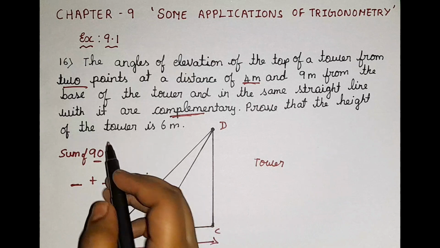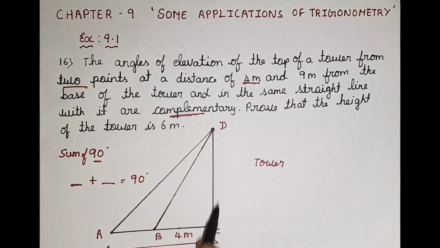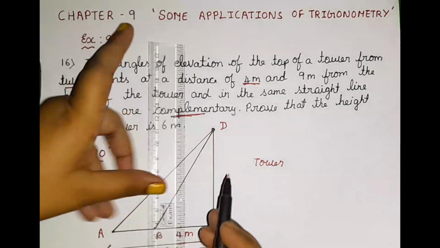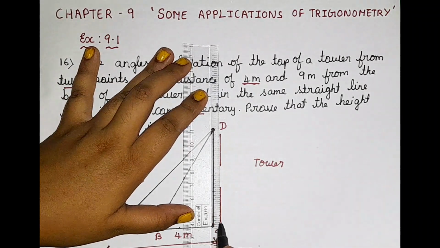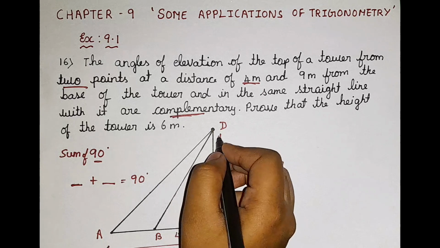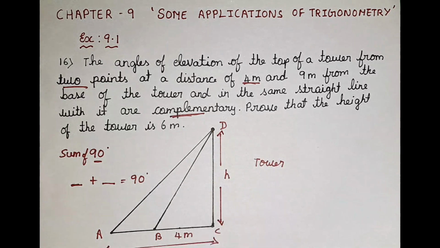Prove that the height of the tower is 6 meter. So this is the height of the tower. So I'll just draw the line. Okay, so this is the height of the tower. I'll take it as h. Okay, so we are supposed to prove that the height of the tower is 6 meter. Perfect. So now we shall solve it.